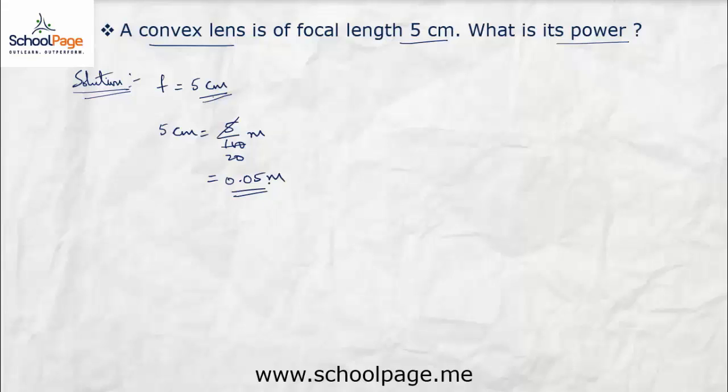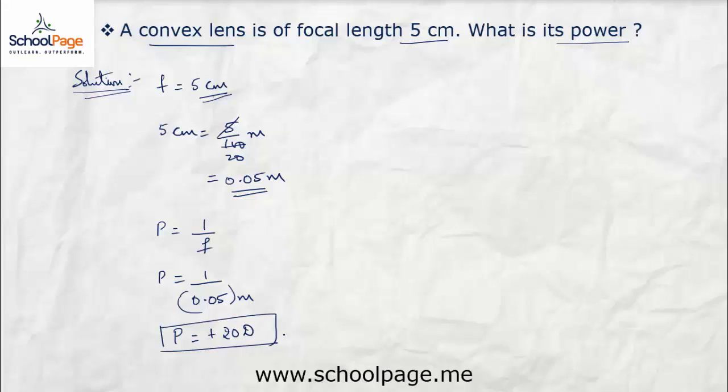Now by substituting the value of focal length in the formula for power of a lens, which is given as power of a lens is equal to 1 divided by focal length, this will be equal to 1 divided by 0.05 meter. After further simplification, we obtain power of a lens is equal to plus 20 diopter. Thus the power of this convex lens is plus 20 diopter. The plus sign with the power indicates that it is a converging lens or a convex lens.